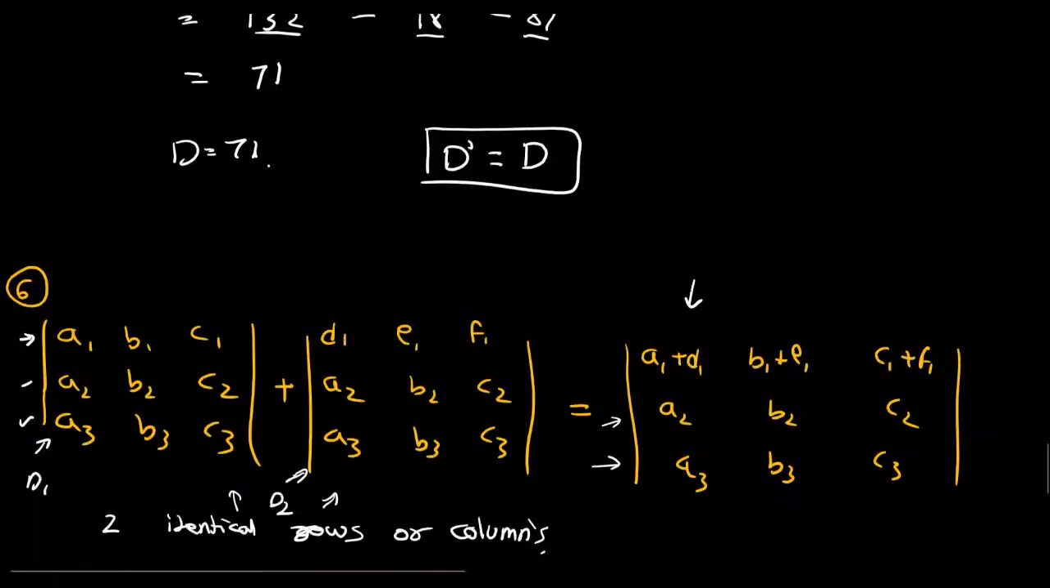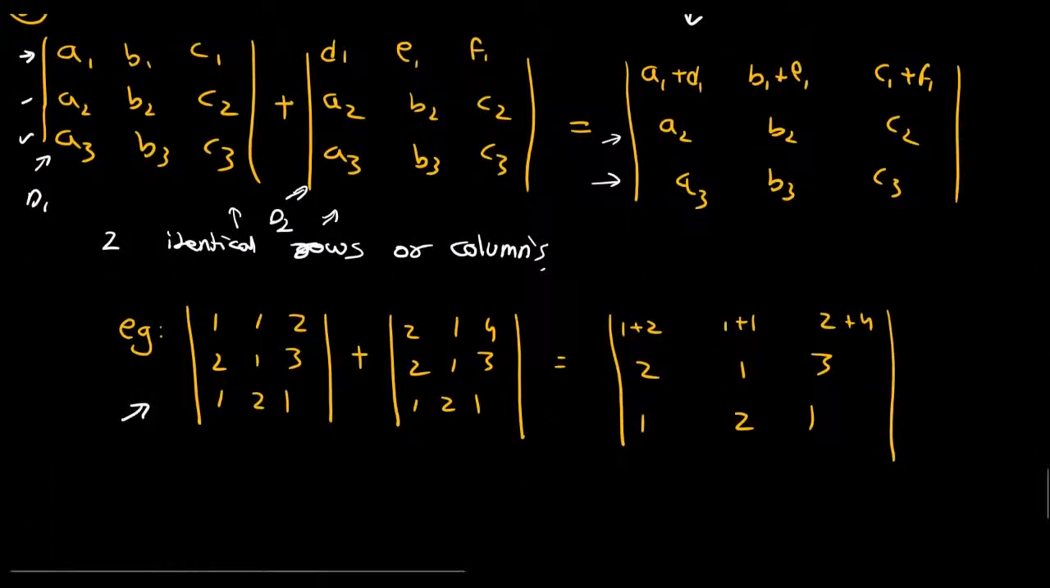Now let us prove this sixth property of determinant by an example. Let us take this one. This is our first determinant, this is our second determinant, and this is our final determinant that we get. According to the sixth property, if two determinants have two identical rows or two identical columns, then you can simply add them to form a final determinant where you just add the non-identical row or column to get your final value. So based on the sixth property, you should get the determinant as 1 plus 2, which is this, 1 plus 1, which is this, and 2 plus 4, which is this one.